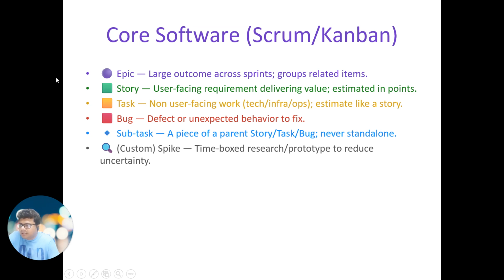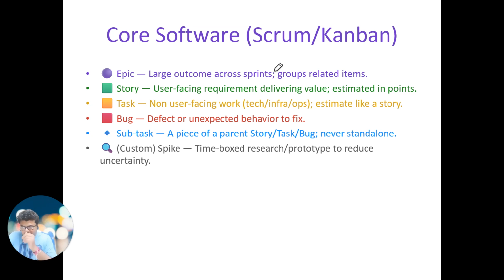Epic. What is epic? First one is epic, a large outcome across the sprint. Epic means very large work. Typically, it takes 2 to 3 months to complete, or maybe 1 or 2 months. It's a big, complex work, maybe 100 story points or 80, 90 story points. Then we consider it as an epic.